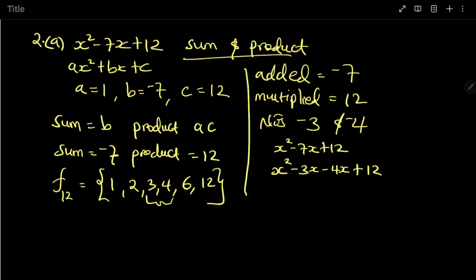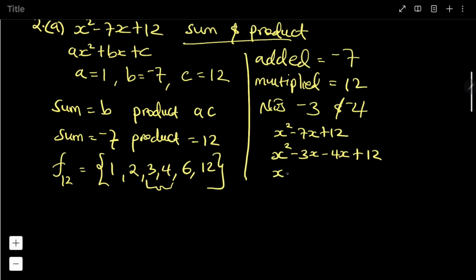After here, we can just factorize out. What is common here and here? You can see that x is common there. So we factorize out x and remain with x minus 3. What's common here and here? It's a 4, because 4 goes into 4, 4 goes into 12. So minus 4 into x.